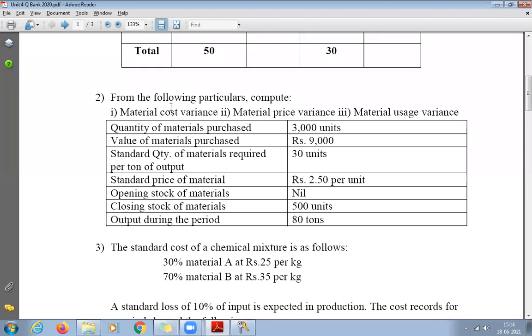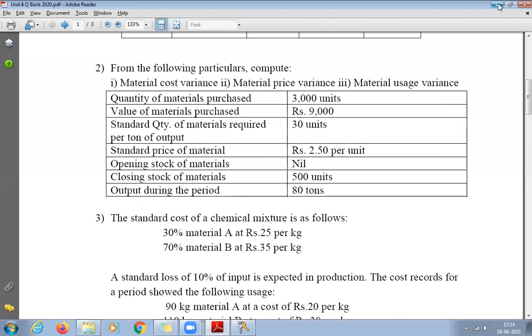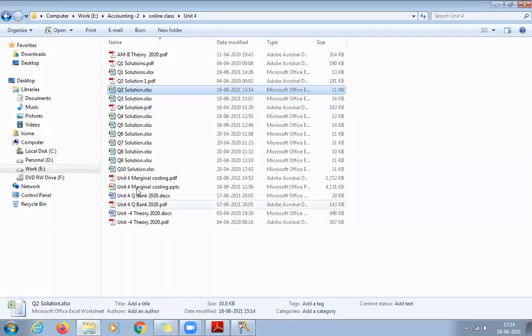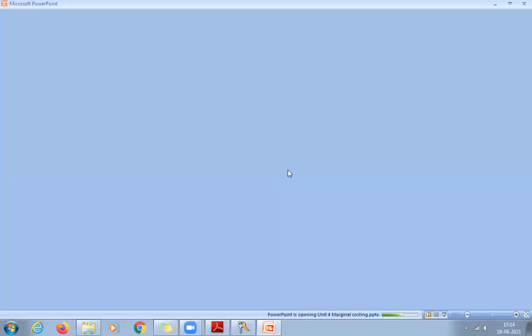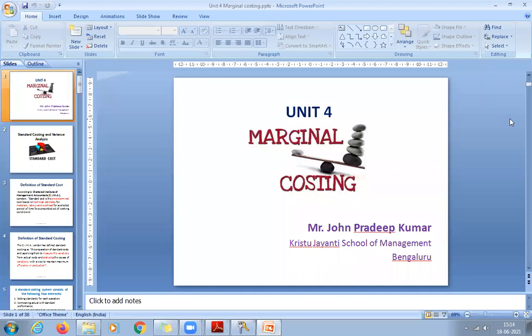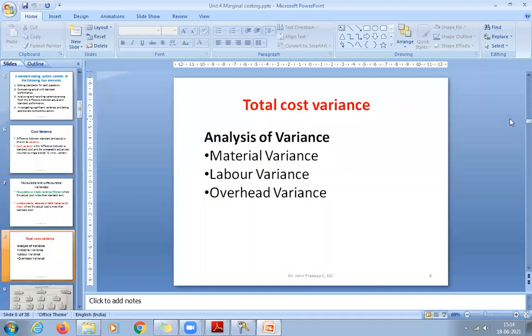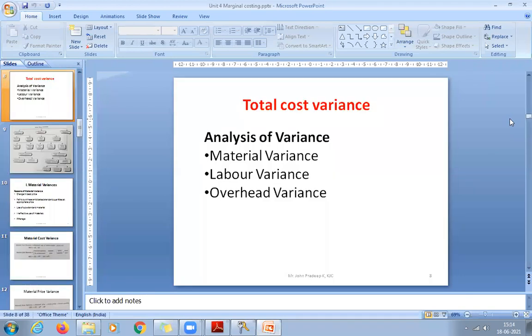You have to calculate only three: material price variance, cost variance, and usage variance. Now we'll go for one more variance, that is labor variance. As we have variances in the material, similarly we have them in labor also, because our total variance will consist of material variance, labor variance and overhead variance. This I already showed in the beginning, in the morning.